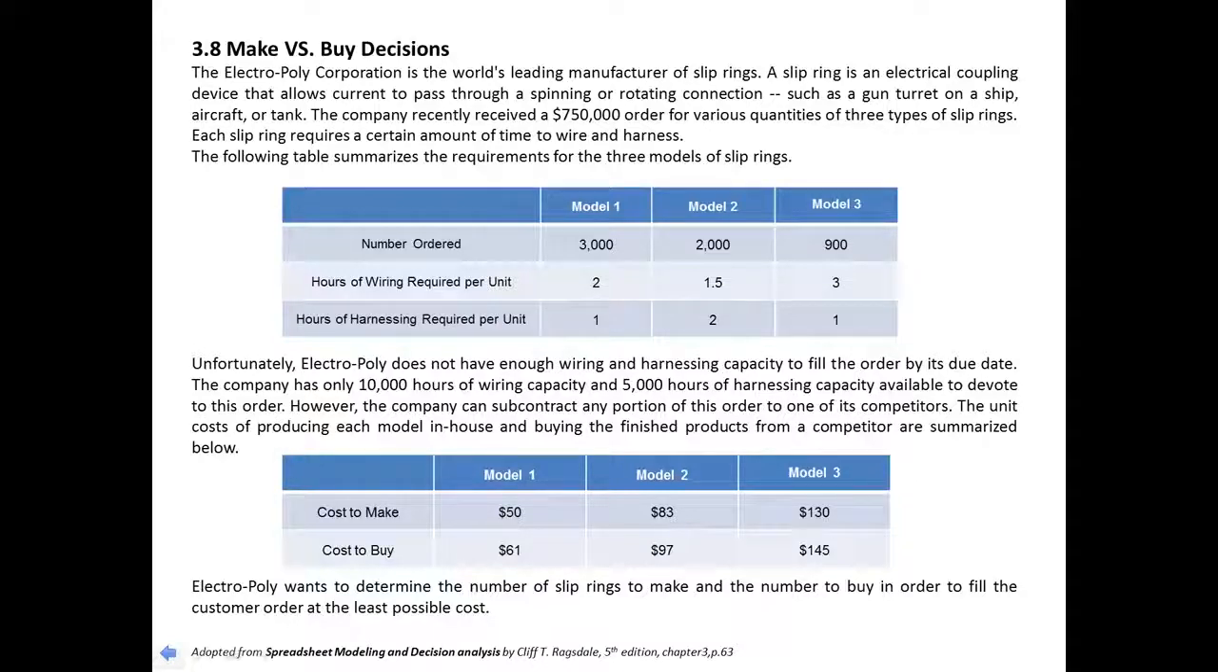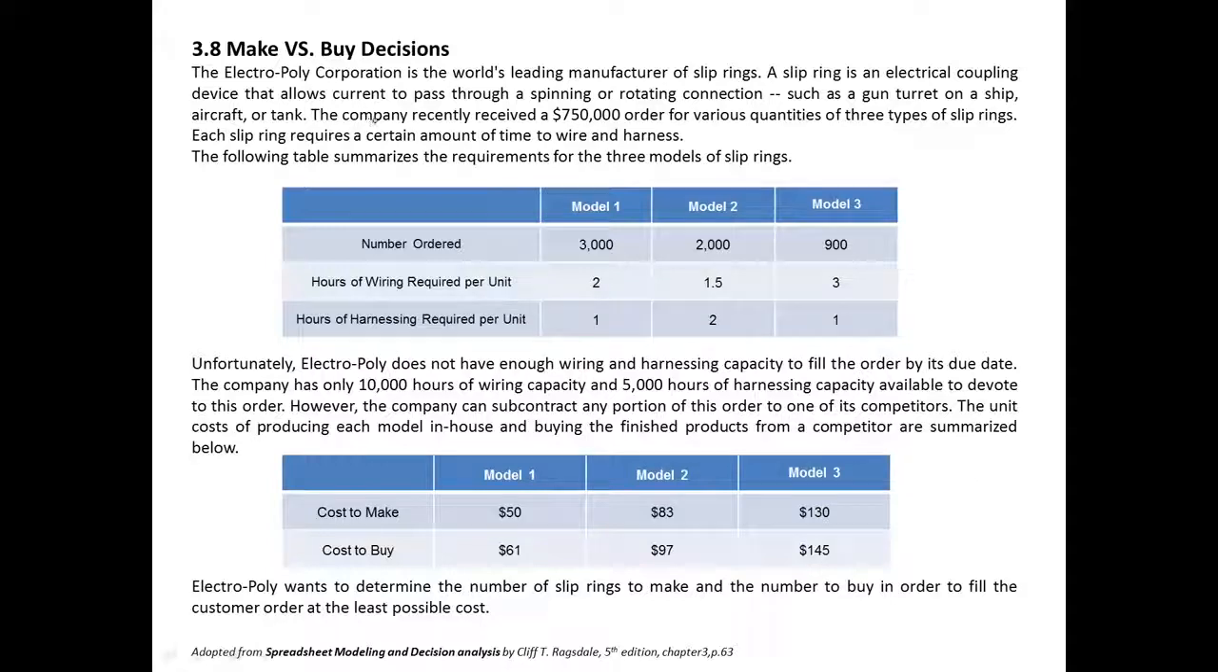Now let's read this problem together. The Electropoly Corporation is the world's leading manufacturer of slip rings. A slip ring is an electrical coupling device that allows current to pass through a spinning or rotating connection, such as a gun-turret on a ship, aircraft, or tank. So these first two sentences give us just general information.